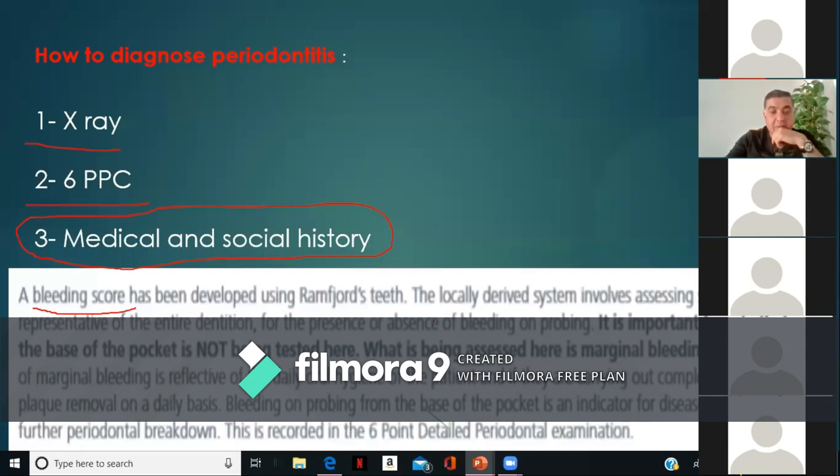So a bleeding score has been developed. But it is important to note that the base of the pocket is not being tested here. What is being assessed here is the marginal bleeding only. Now, the level of the marginal bleeding is reflective of daily oral hygiene. So when you move the probe around the tooth, in the margins only, this will give you a hint how the patient looks after his mouth. While the bleeding from the pocket is a sign of active gum disease. Okay, I want you to understand this concept because it's really important for you.